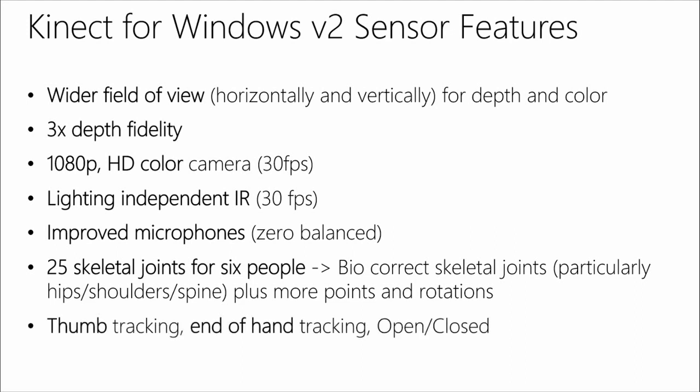With that skeletal joint improvement that we've made, we've added a thumb joint and a hand tip joint. We, of course, have hand states for open and closed, and then we've improved the range. So we can give you depth data as close as 50 centimeters to the device, all the way out to 8 meters.